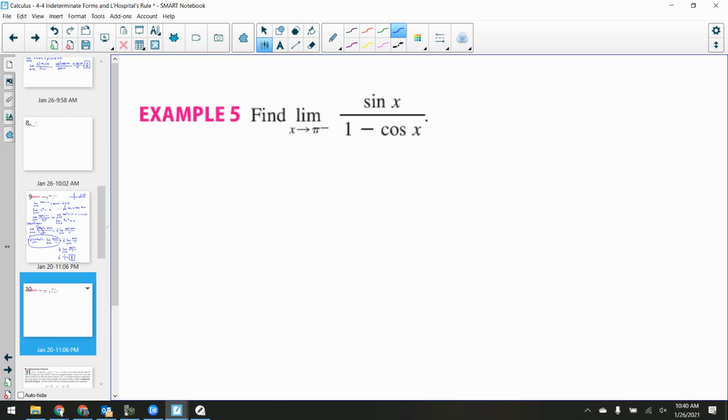So, let me ask you something. If I wanted to use L'Hopital's rule, I would say the limit as x goes to pi from the negative direction, and then we would find the derivative of the top and the derivative of the bottom, right? What's the derivative of sine? Just cosine, right?